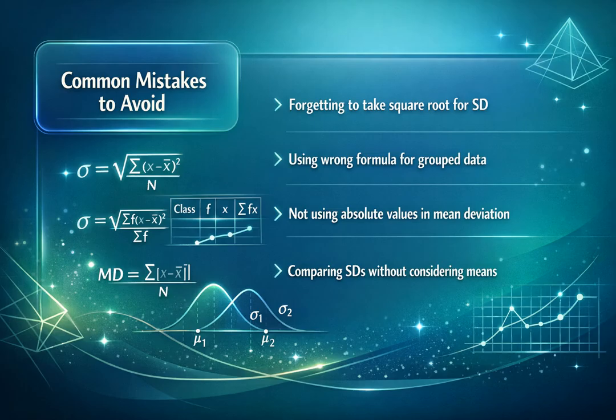Watch out for common mistakes. Don't forget to take the square root when finding standard deviation from variance. Use the correct formula for grouped data with frequencies. Remember to use absolute values in mean deviation. Never compare standard deviations without considering the means. Use coefficient of variation instead.